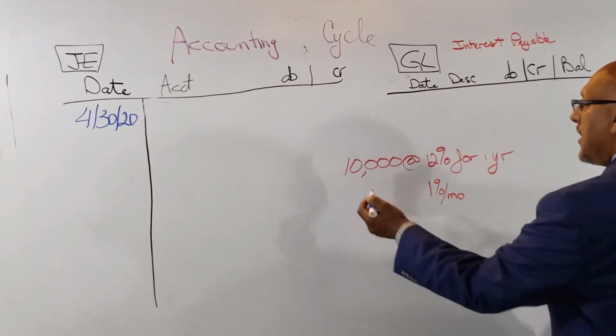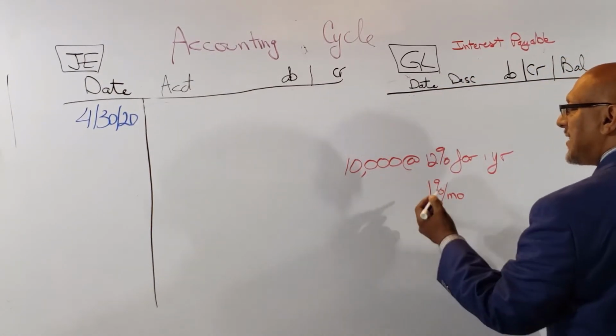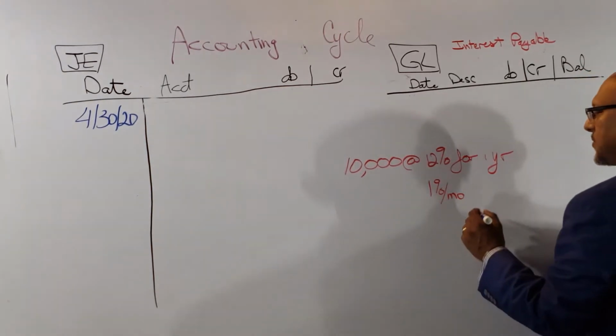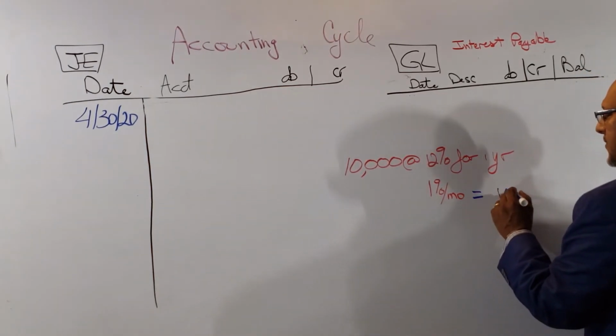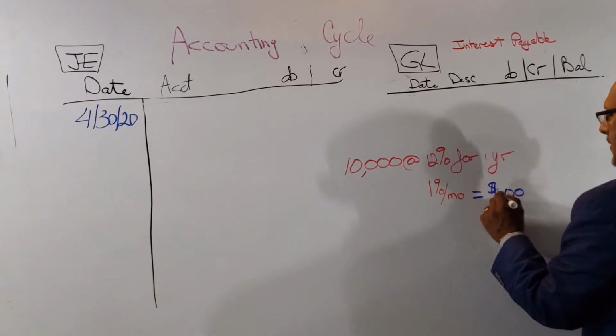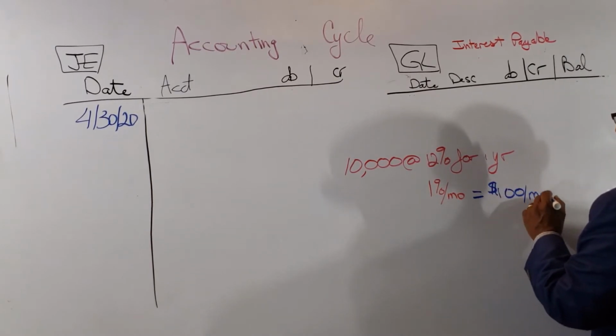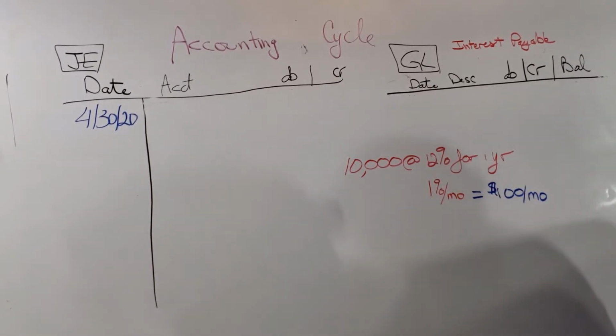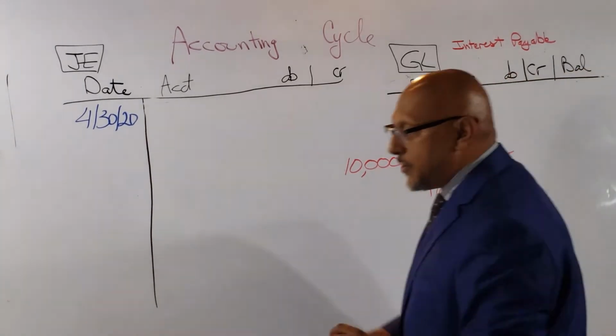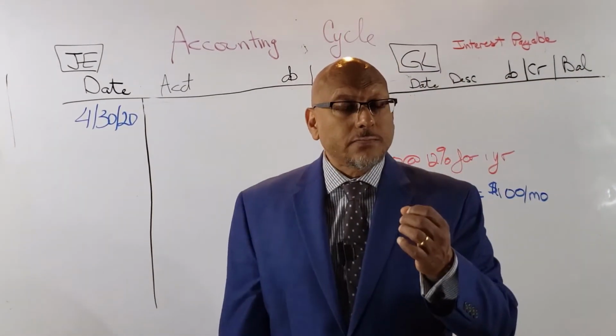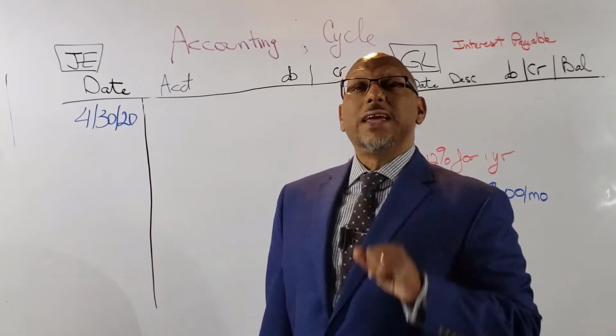So now we're going to talk about interest and how much interest is going to be charged here. We are going to talk about 1% of $10,000. That's equal to $100 per month of interest. Okay, so we know the amount. What accounts are being affected?